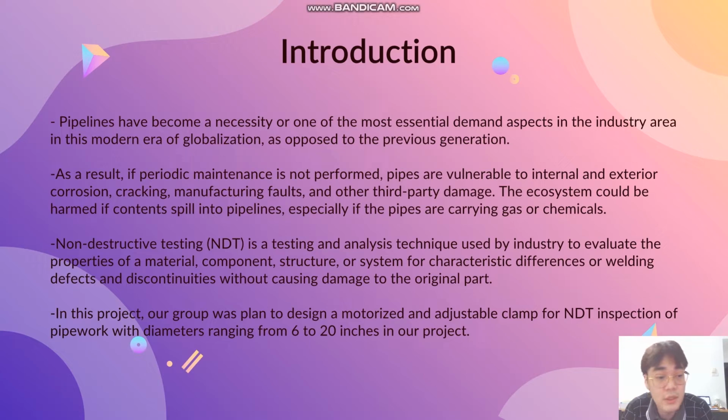In this project, our group planned to design a motorized and adjustable clamp for NDT inspection of pipework with diameters ranging from 6 to 20 inches. I'm going to pass to my member for the coming part.